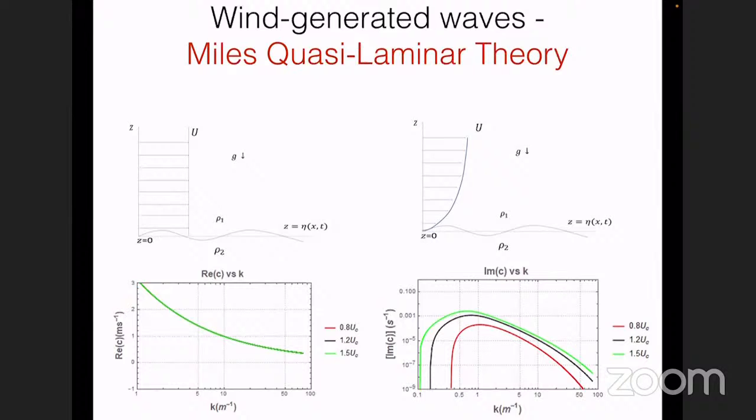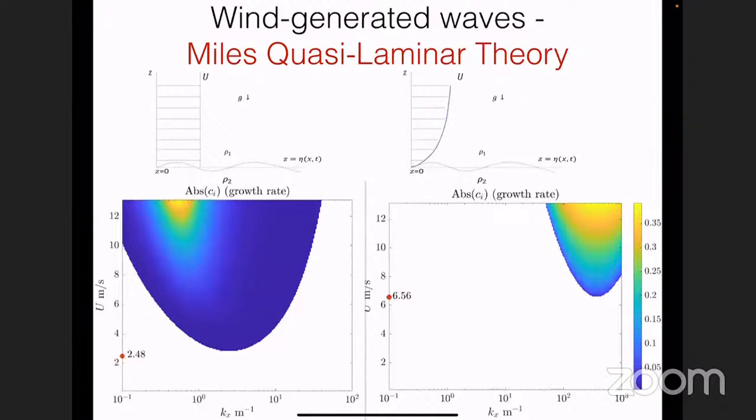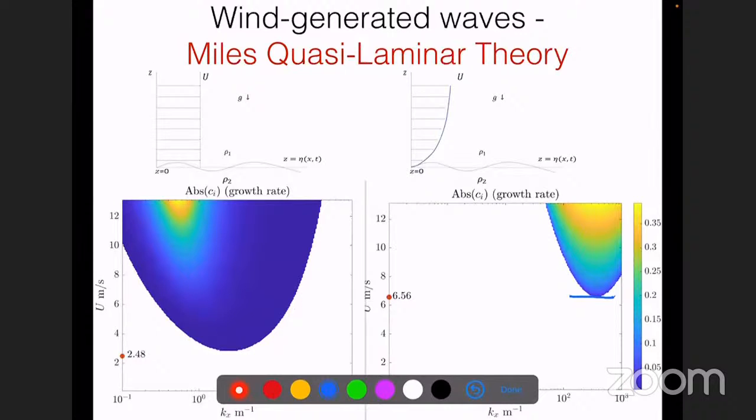And it turns out if you plot the growth rate contours in the U versus K plane, this is what you had before. It's actually around 6.5. If you put realistic values of rho and rho 2, not just 1 and 1000, but what is for seawater, then you get it to be around 6.56 meters per second.